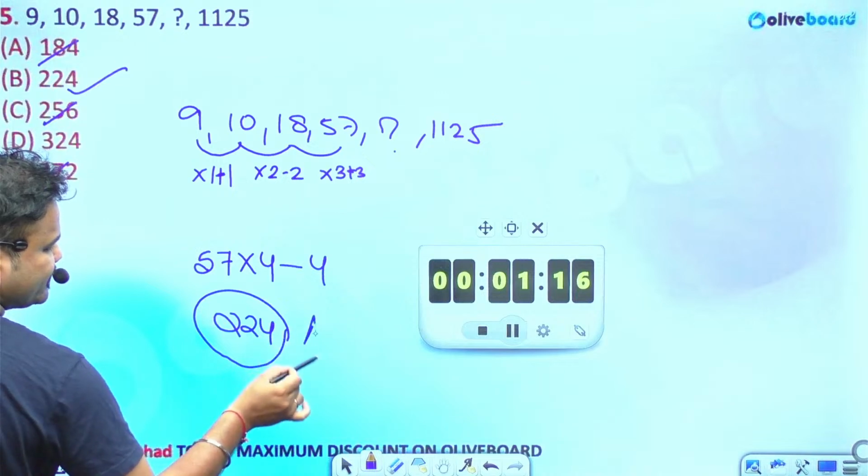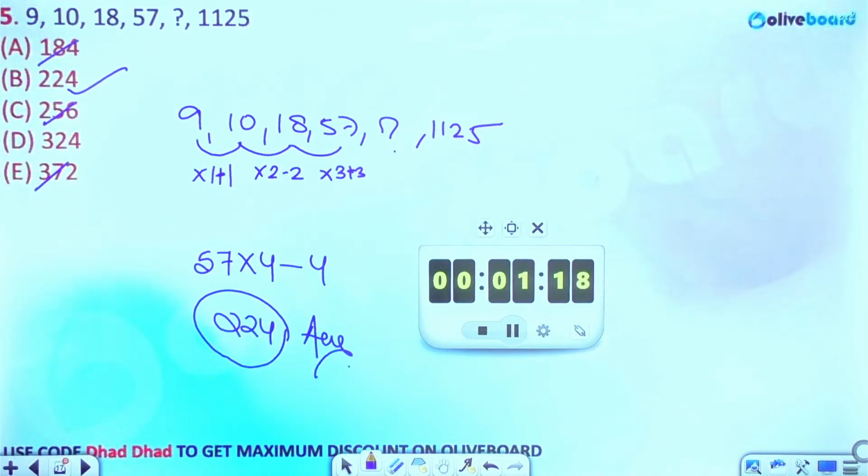So in calculation we can use Vedic maths as well. So 224 is the result. So 224 is what you are getting as the result. Clear everyone? Yes. Next question.